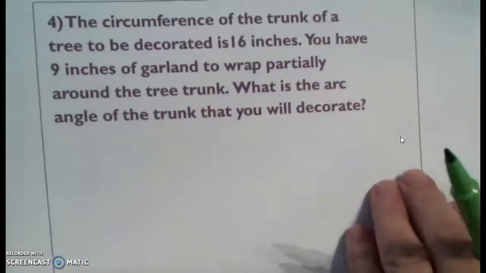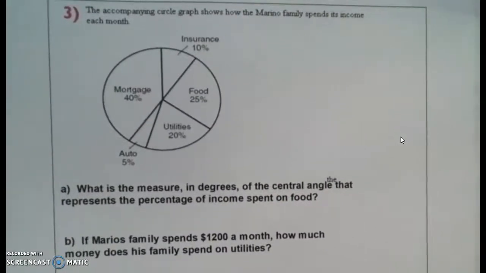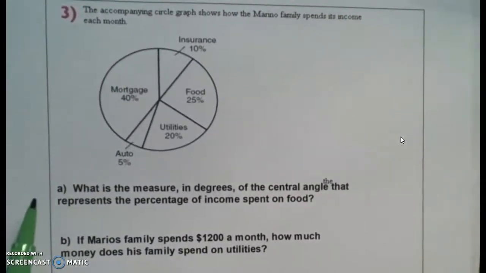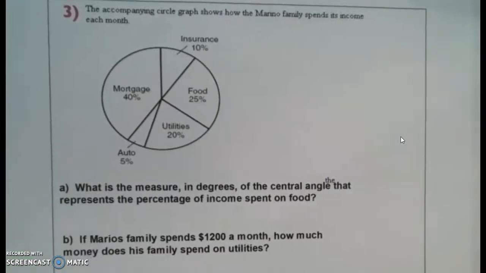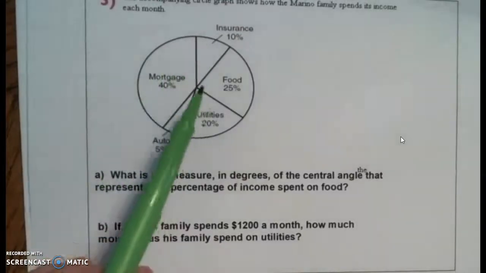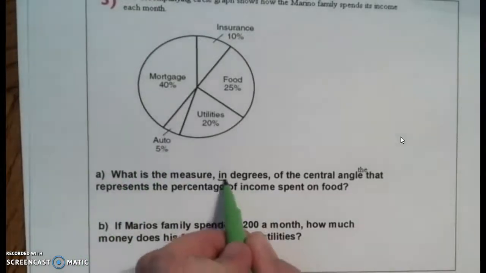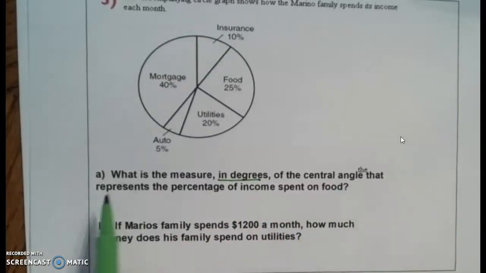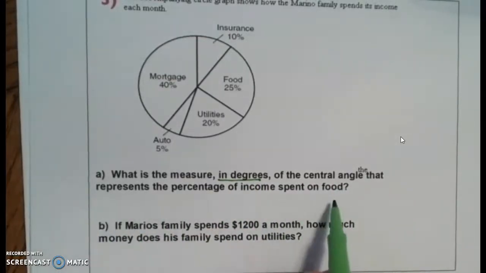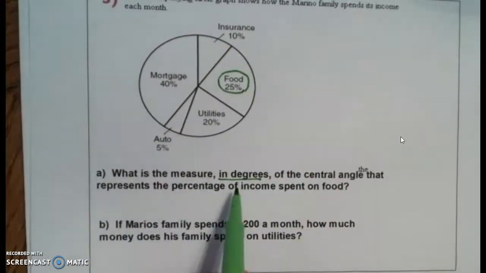Okay. So next, we're going to work on a circle graph they've given us. So it says the accompanying circle graph shows how the Marino family spends its income each month. So it's got it broken out for you. You can see mortgage was 40%, insurance 10%, food 25%, utilities 20%, and auto 5%. So it says what is the measure in degrees of the central angle that represents the percentage of income spent on food. So here's our food at 25%. It asks for it in degrees.